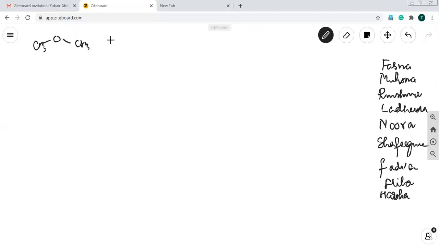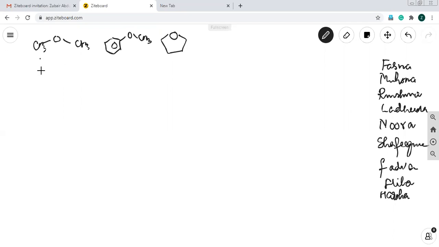Or this can be C6H5 or CH3. Okay, so this is an ether, and it can be a cyclic ether. See, this also is an ether. This is called a tetrahydrofuran. This is dimethyl ether.